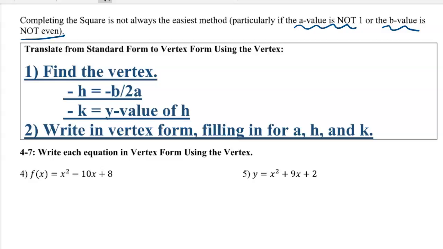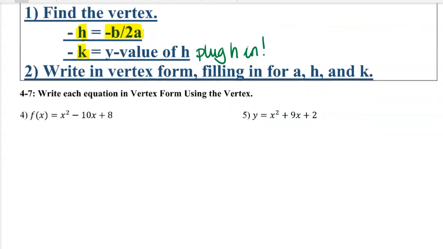Then we want to translate the standard form into the vertex form using the vertex itself. And remember, students, we've done this already in the prior unit. To find the x-coordinate of the vertex, we take negative, aka opposite of b, and then divide it by 2 times a. So that will give us the h value. To find the k value, we just plug it in. So plug h in to get the k value, and then we're going to write it in the vertex form by just filling in the a, h, and k.